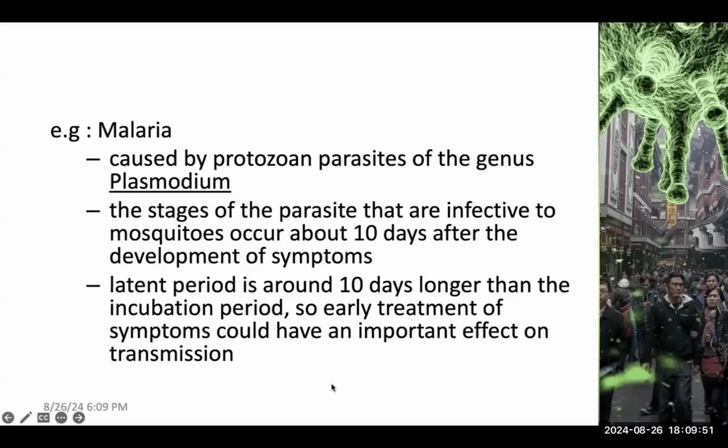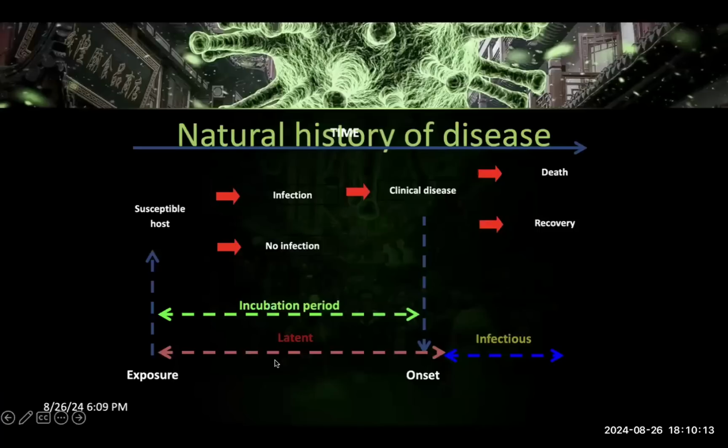For malaria, caused by protozoan parasites of the genus Plasmodium, the stages of the parasite that are infective to mosquitoes occur about 10 days after the development of symptoms. So the latent period is around 10 days longer than the incubation period. Early treatment of symptoms could have an important effect on transmission. This is the natural history of disease of malaria. As you can see, this is the incubation period, and this is the latent period, and the infectious period is after the signs and symptoms have begun.